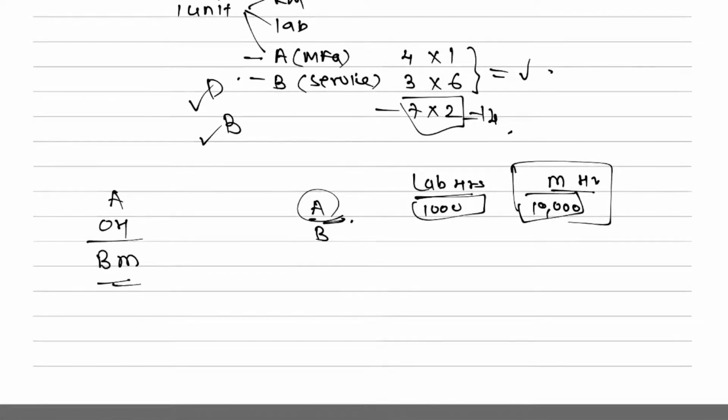Then B's overheads you will calculate. Let us say it is 10,000 or it is 500 machine hours. So what will you say? It is labor oriented, so you will divide it by labor hours and you will get the answers. Do you remember this? So yes, I discussed this also.